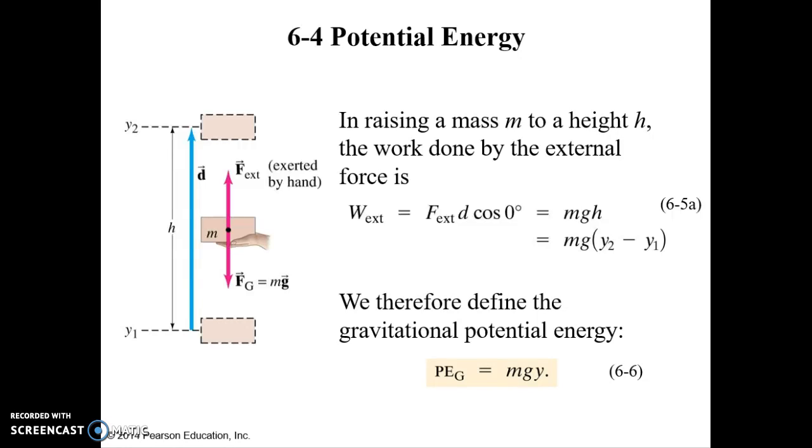Hello class, we're going to discuss potential energy. Now whether you knew it or not, we dabbled a little bit into potential energy with example 6.2. Work done by gravity is mgh. We define mgh as gravitational potential energy. Note that h is the same value as y for variables.